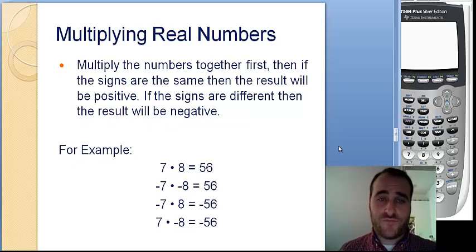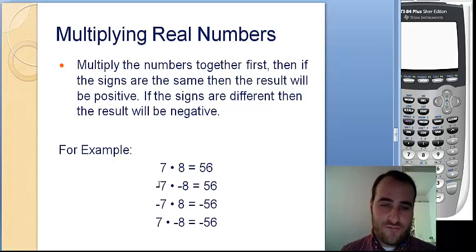Multiplying real numbers. When we're multiplying real numbers, we forget about the signs first. We always multiply the two numbers as positives together, and then we worry about the signs later. So let's first look at two positive numbers. We have 7 times 8. That's 56. If the signs are the same, then the answer will be positive. If the signs are different, then the answer will be negative. So in this case, the signs are the same, so our answer is positive 56.